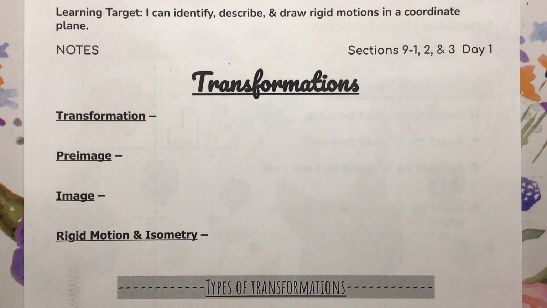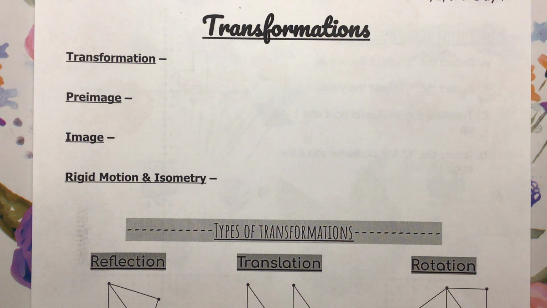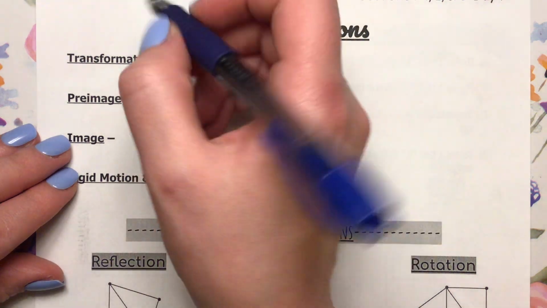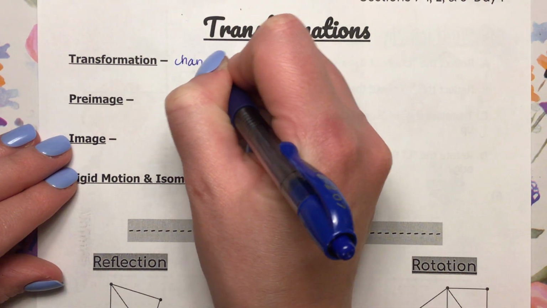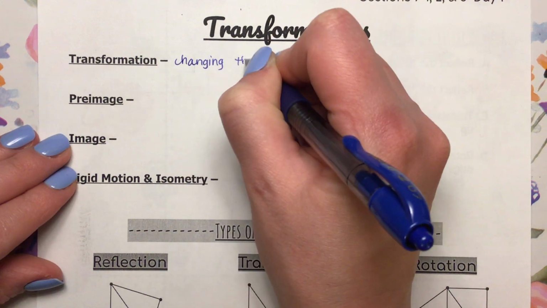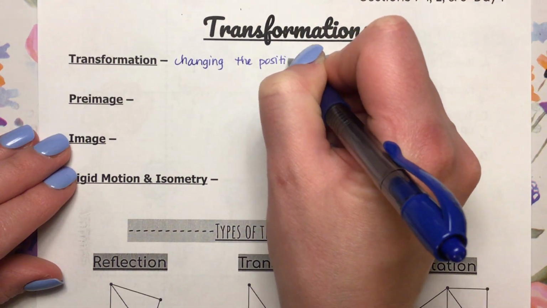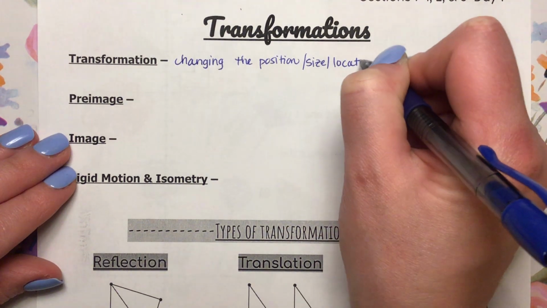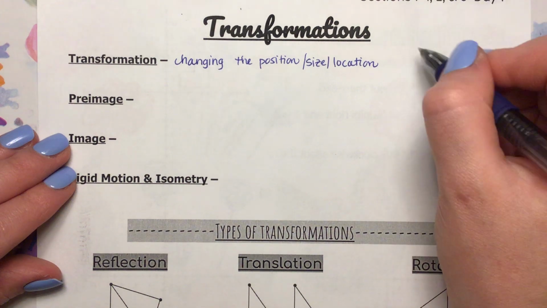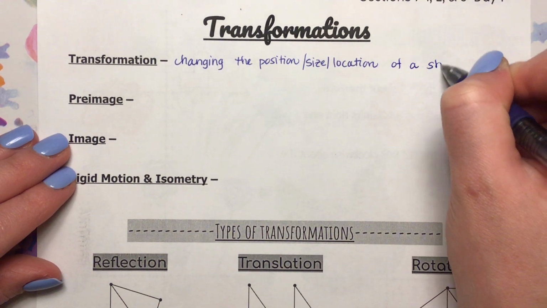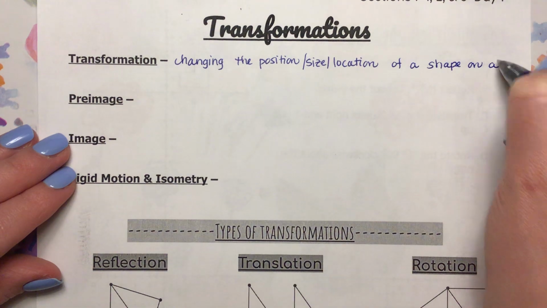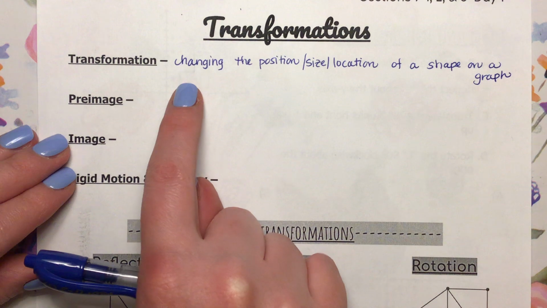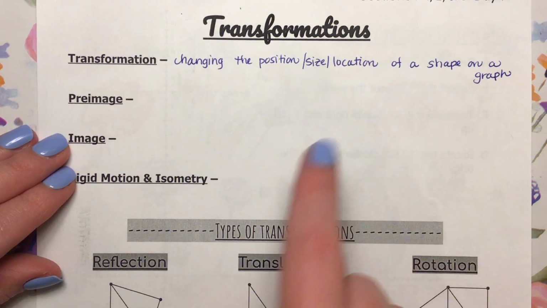So, per usual, we do have some definitions that we need to talk about. What is a transformation? A transformation is changing the position, size or location of a shape on a graph. In other words, you're taking a shape and you're moving it around.